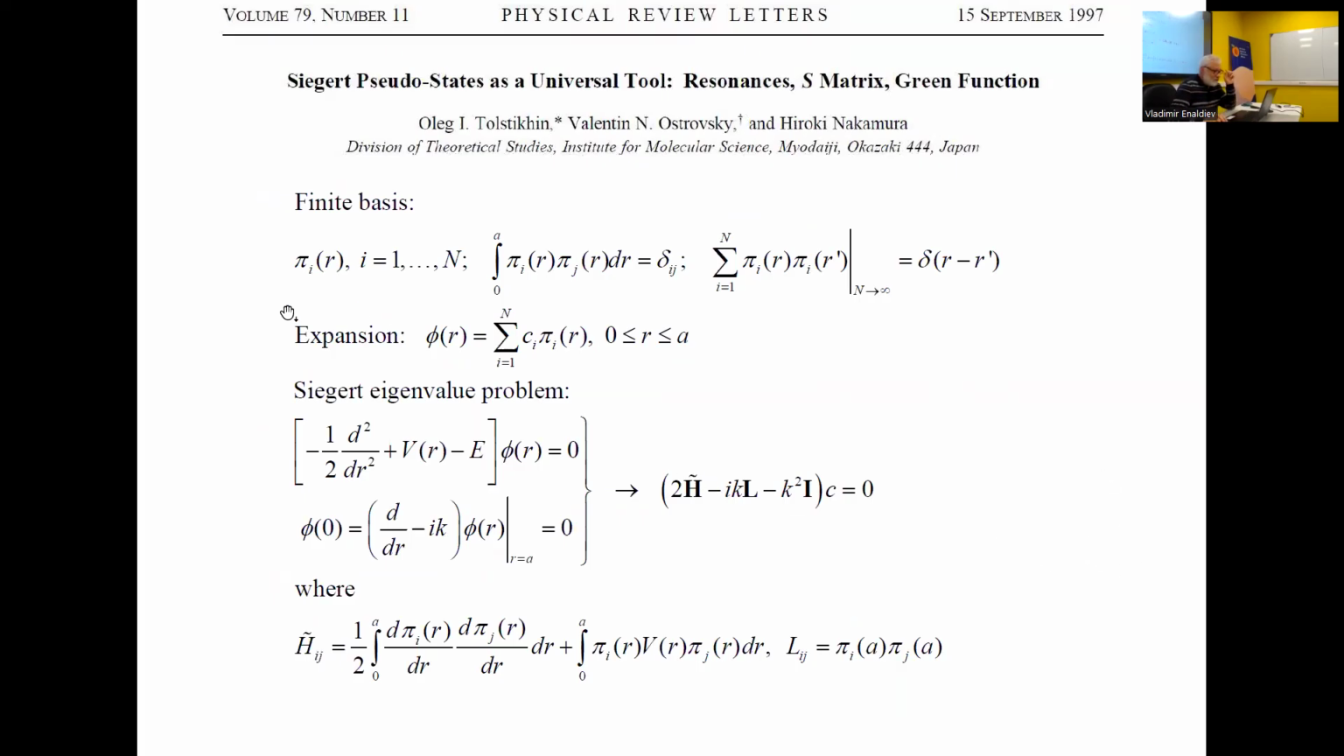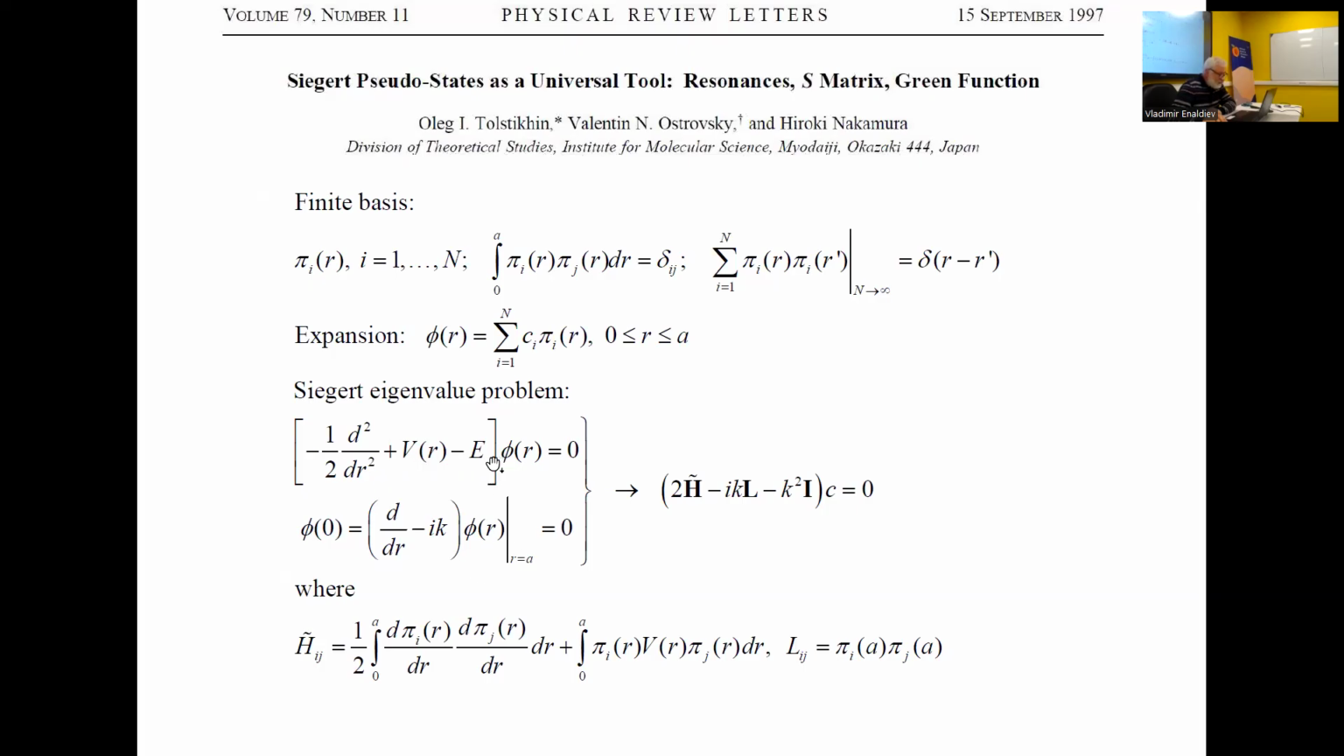So let's consider a finite basis defined in the interval from 0 to a and orthonormal in this interval. This basis becomes complete if the number of basis functions goes to infinity. Let's expand the solution of the Siegert eigenvalue problem in terms of this finite basis. Finiteness of the basis is essential. This is the difference between Siegert states and Siegert pseudo-states, the term introduced here. This is the Siegert eigenvalue problem.